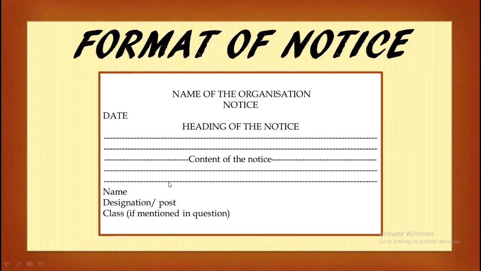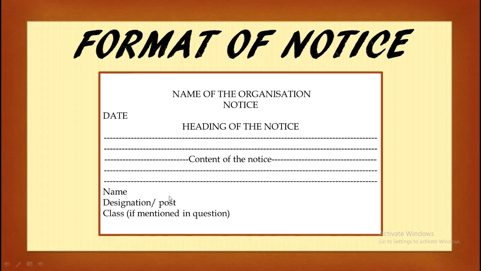Then comes the content of the notice. Content generally includes what is happening, where it is happening, when it is happening, and some other details if there are. For example, if you're telling about a picnic trip, on which date is that picnic trip, for which classes is that trip, what will be the timings of the trip, what will be the fees of that. Anything which will be the details, you will mention those details in the content of the notice.